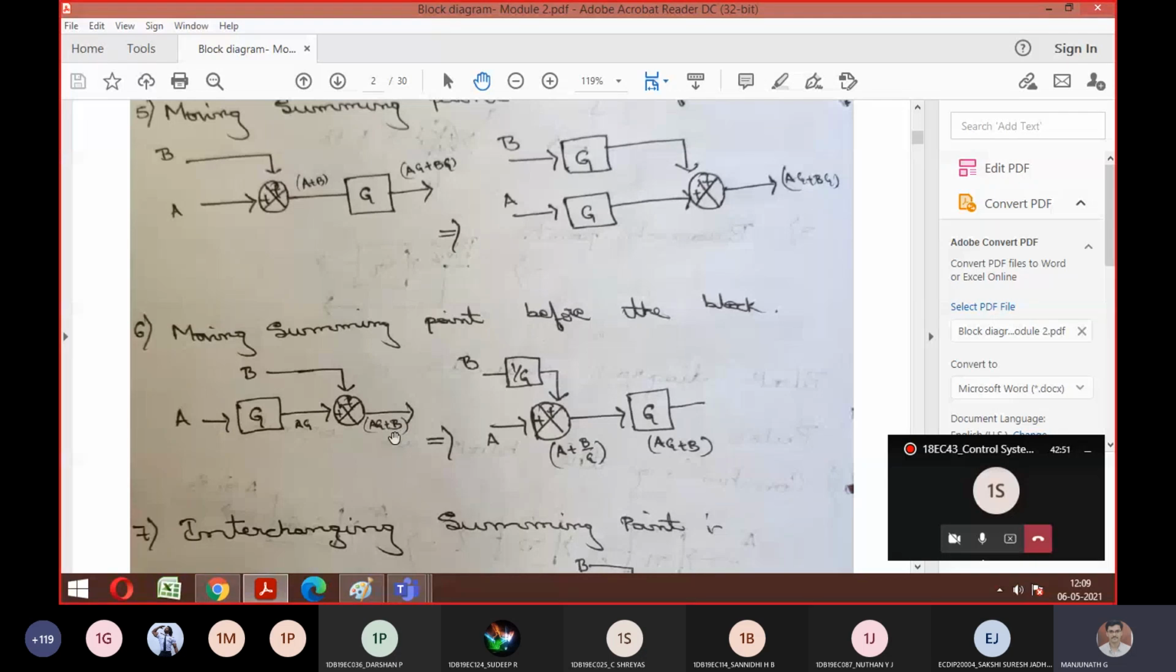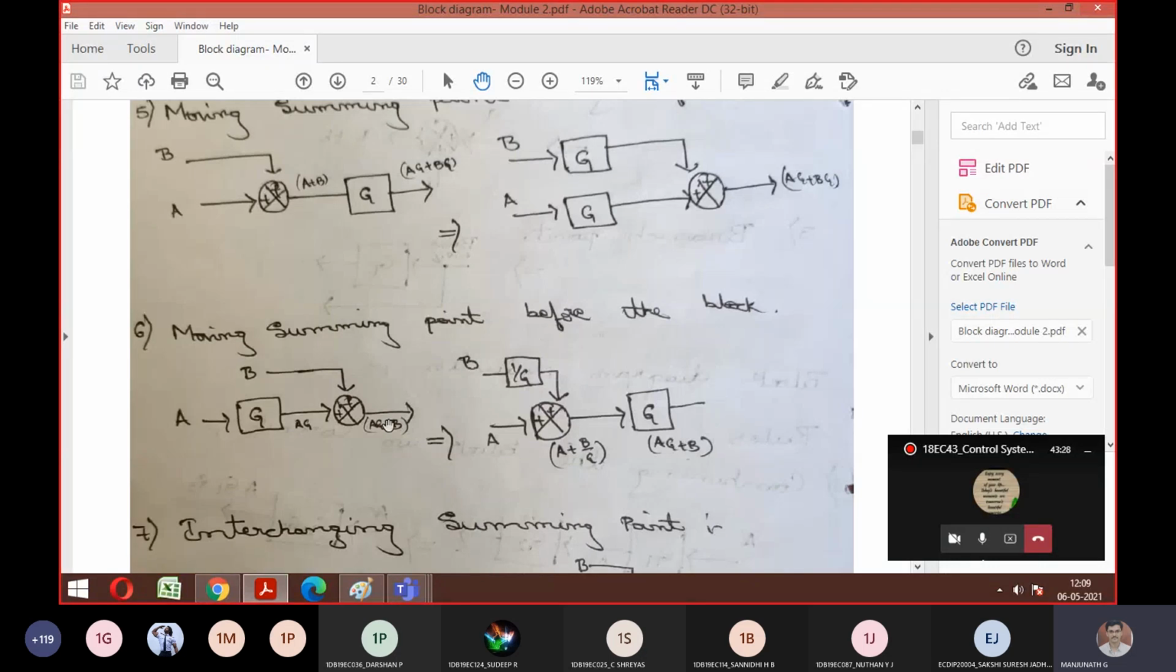I should do 1 by G multiplication to my B input. If you do that, do you get AG plus B? Just verify once and tell me, is it matching? So summing point, we have taken backside, so it means it's 1 by G. Can anyone guess what is the difference between your rule number 3, 4 to 5, 6? Sir, it's reverse, sir. Good. So it is happening with respect to reverse order.